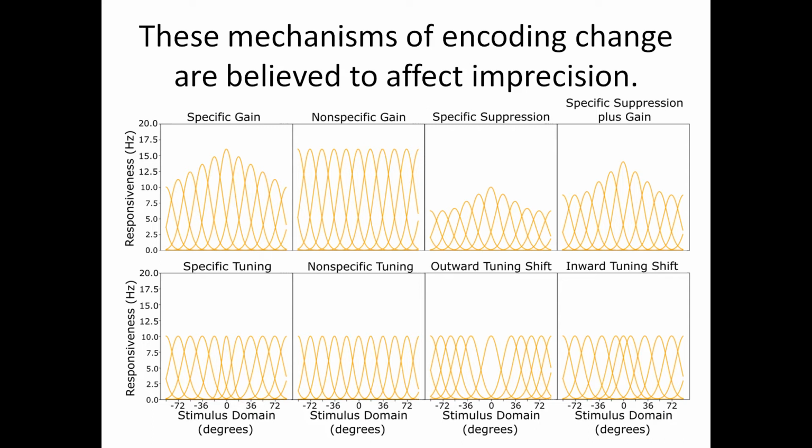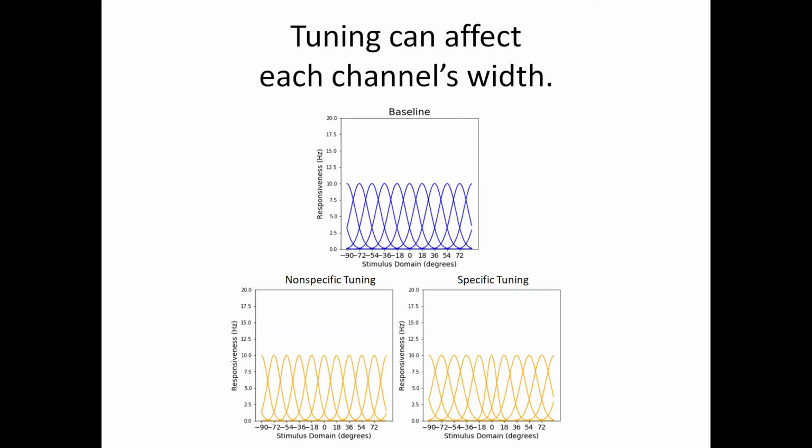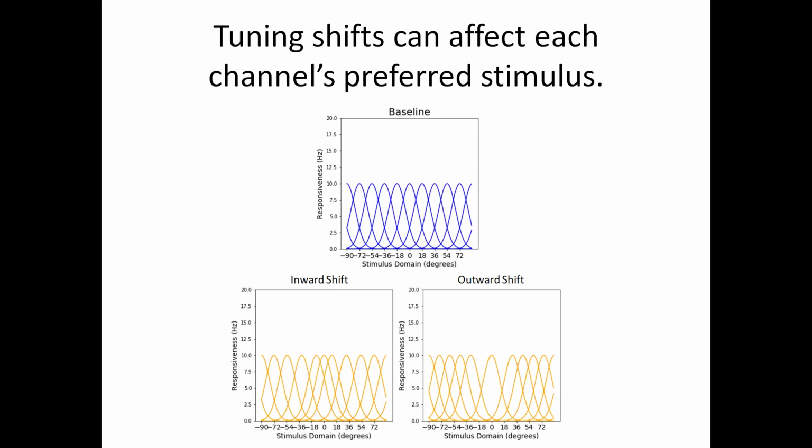So let me give you a brief overview of the mechanisms that we included in our simulations. Gain can affect each channel's maximum responsiveness. If a change is nonspecific, then the change occurs uniformly across the channels. If a change is specific, then the change has greater effect near the target stimulus, which is consistently 0 degrees in our simulations. Tuning can affect each channel's width, with specific and nonspecific mechanisms applying the same way. Tuning shifts can affect each channel's preferred stimulus, moving them closer or farther from the target.